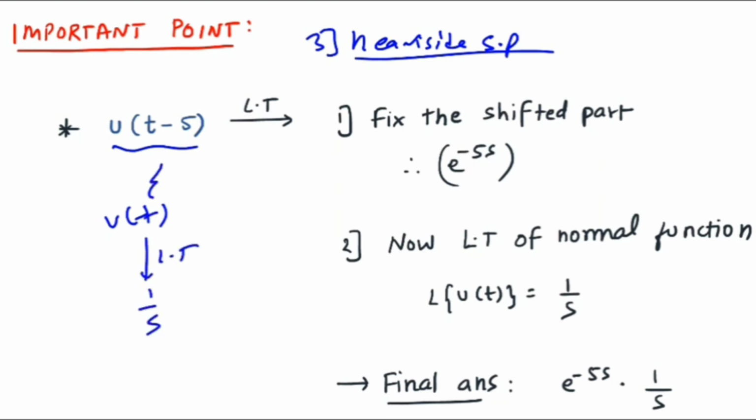What if the time is shifted? If the time is shifted, it can be t plus phi or t minus phi. Whenever the time is shifted, you have to use the Heaviside shifting property. It simply says that first we have to fix this bracket, this shifting part. So if t is shifted, what you have to do? Fix the shifting part. Then you can see there are two examples.